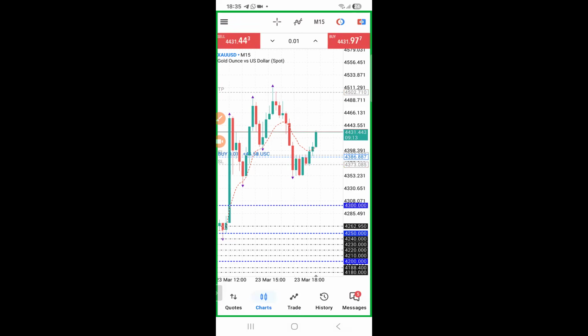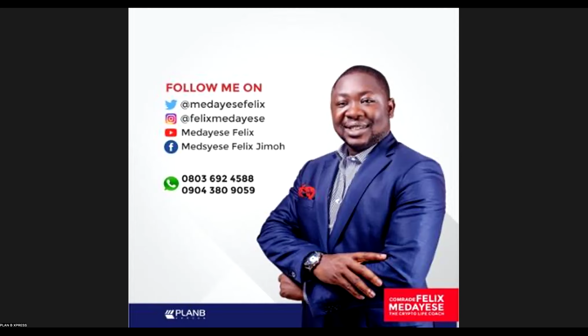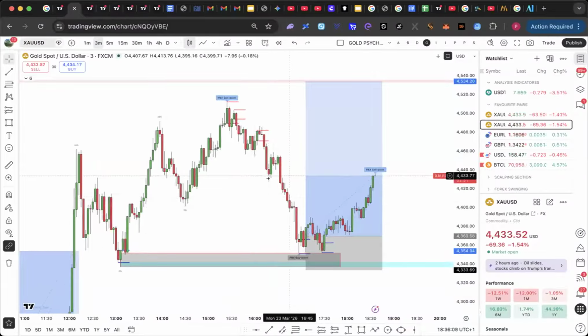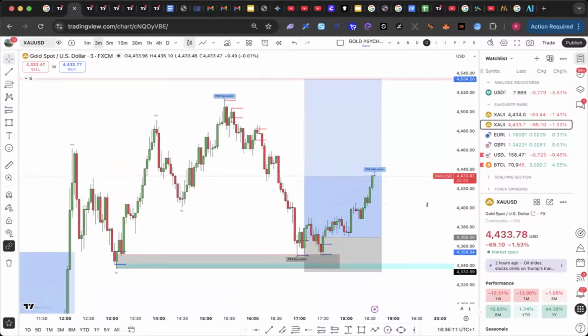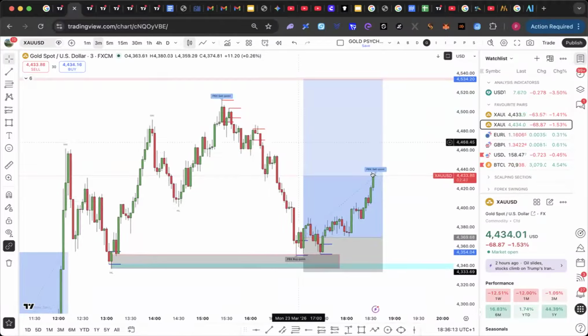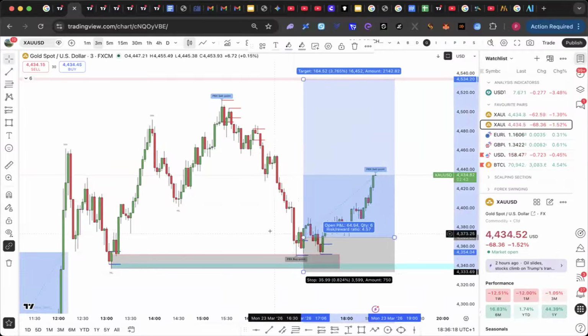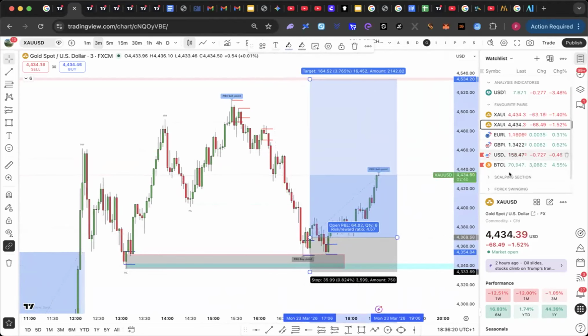So let's go to the screen of our trading view. Okay, so let's go to the trading view screen so that you understand. So let me show you our stop loss. All right, so let me show you stop loss. So you can see the gold now, it's moving very well. At first, it seems as if we're going to be struggling for nothing, but look at how the trade is running now. So that's why we said when you enter the trade, just allow the trade to run. Stop struggling with the trade.